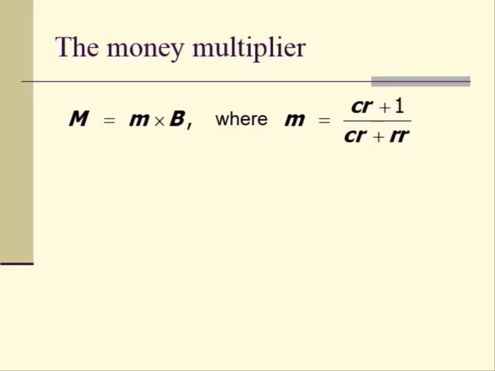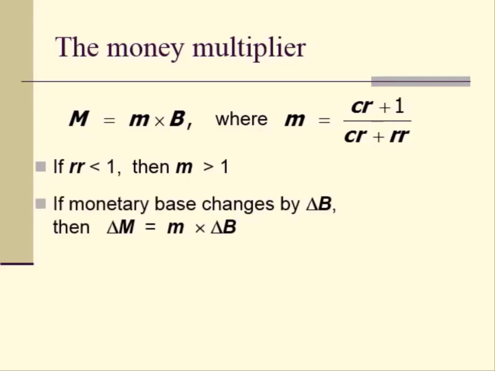So once you know what happened to these exogenous variables, you can figure out what's going to happen to the money supply. For example, if reserve deposit ratio RR is less than 1, then you would know that the money multiplier should be greater than 1. Why? Because the denominator gets smaller than the numerator, therefore the lowercase m gets larger than 1.